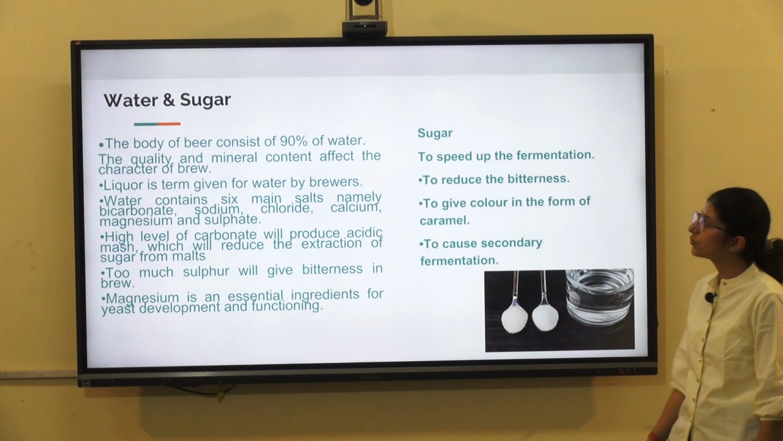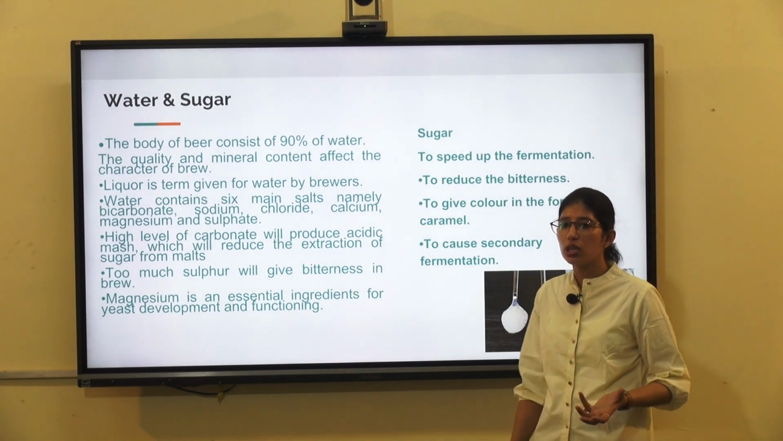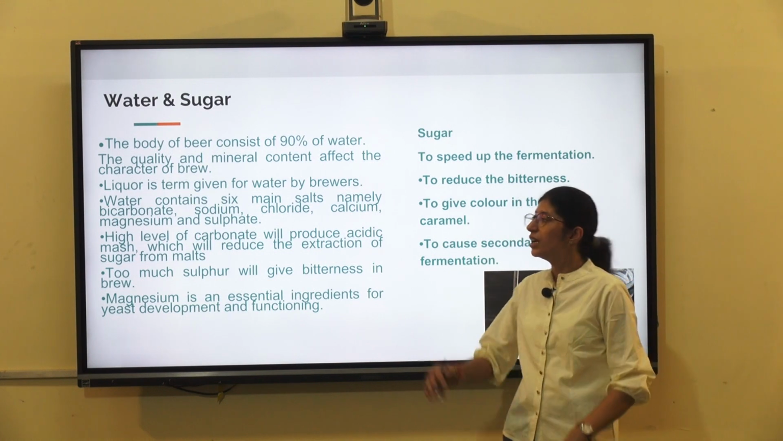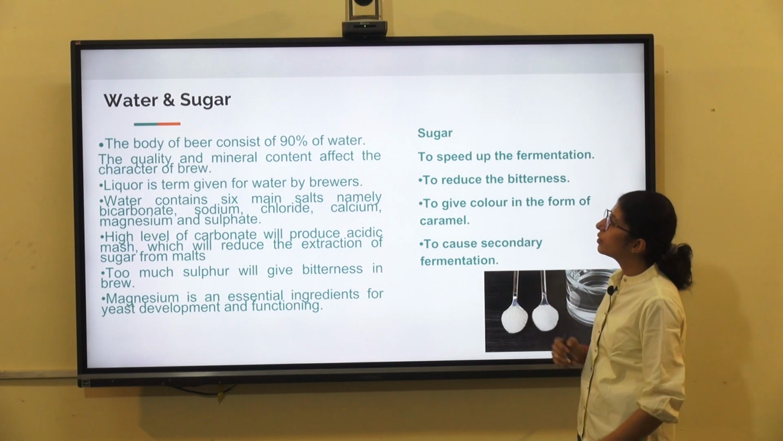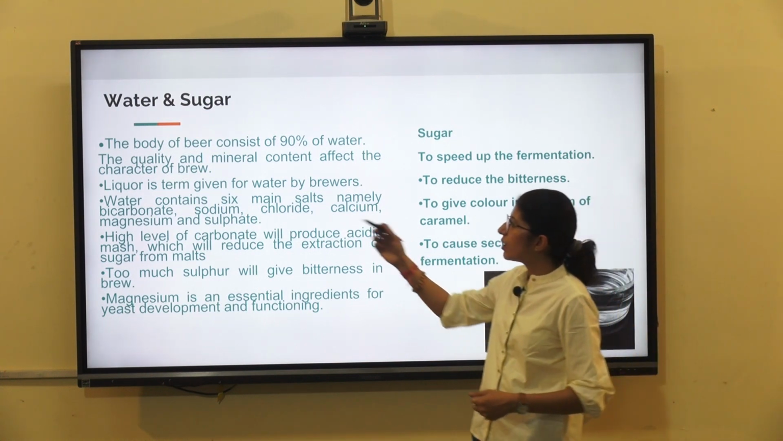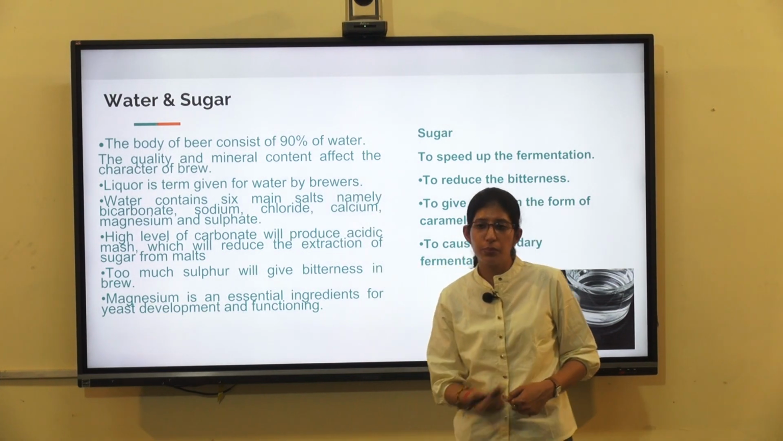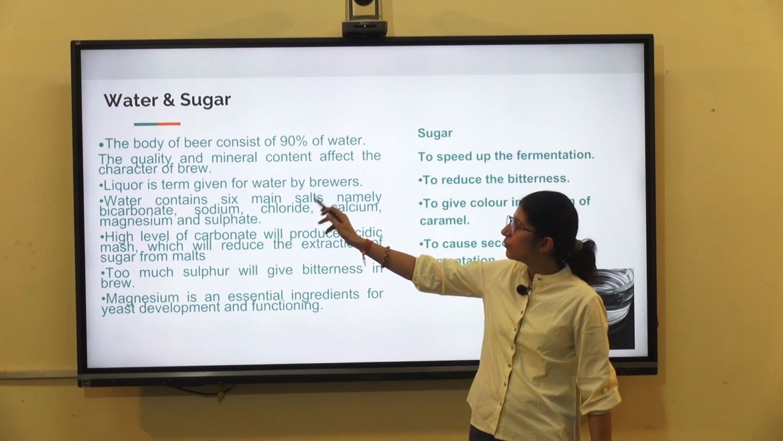Now, another ingredient is water and sugar. We all know beer, an alcoholic beverage, contains water, but up to what percent? The percent of water is approximately 90, plus or minus 4 to 5%. The quality of the minerals affects the body of the beer. For example, liquor: brewers give the term liquor to water.